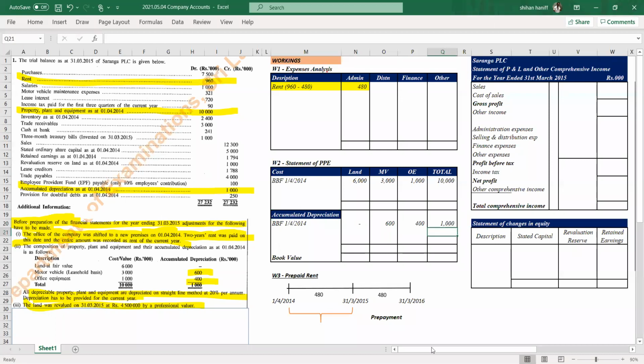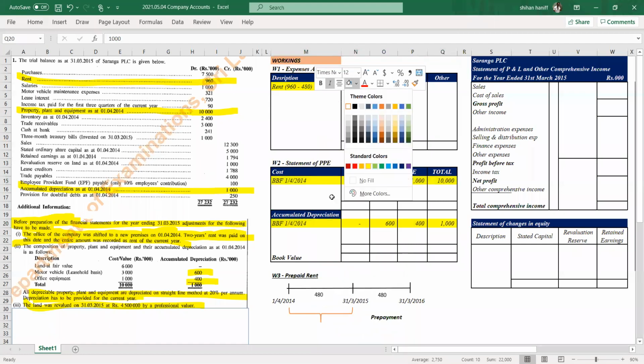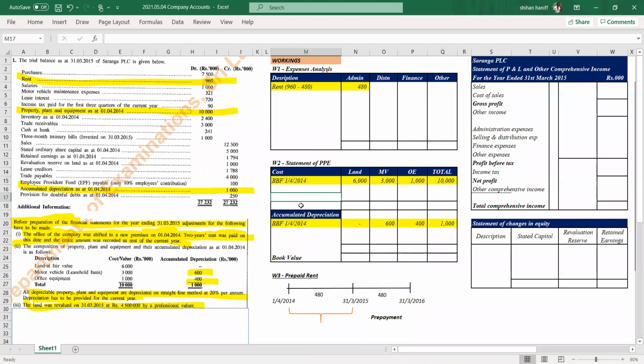So these two balances are in the trial balance. So we take those balances. Right? So complete that. First record the opening balances of land, motor vehicle and office equipment. Opening balance. Now first I will do the revaluation.